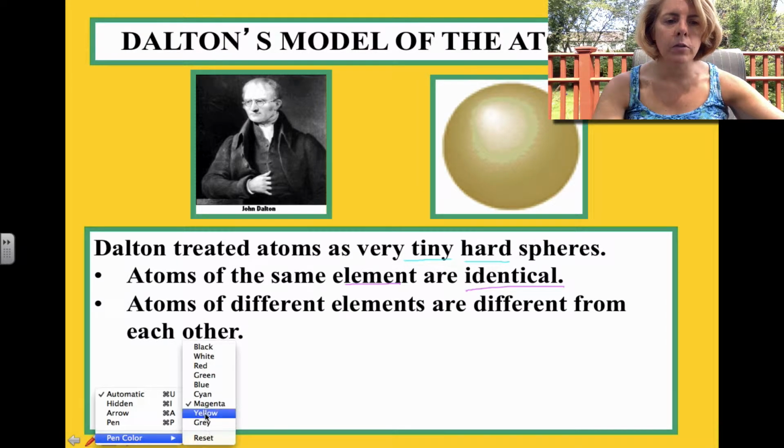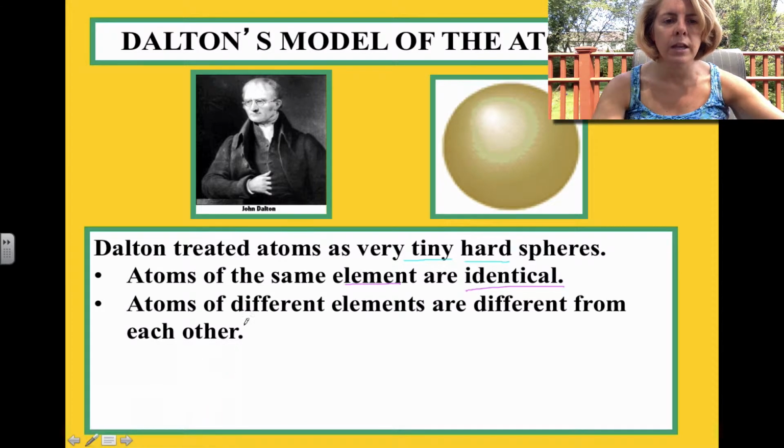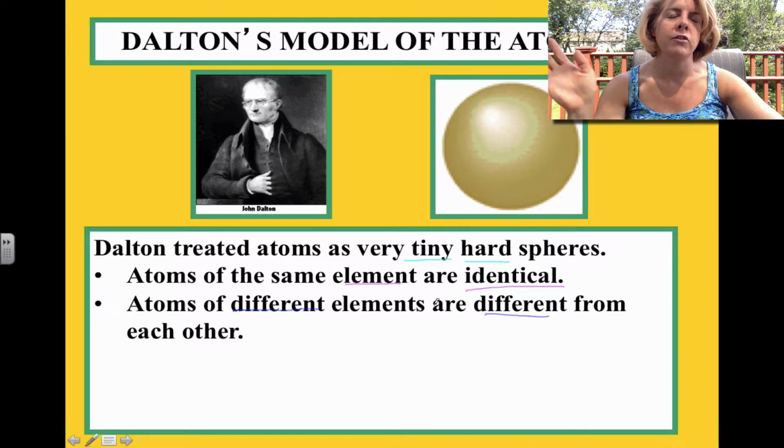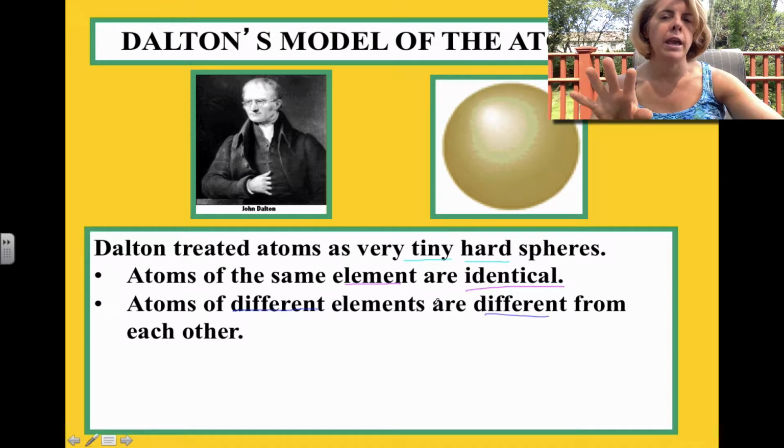He came to the conclusion through many years of study that different elements have to be different from each other. So there has to be a difference between hydrogen and oxygen and carbon. Otherwise, we wouldn't get the behavior that we have when we try to combine those atoms in many different ways.